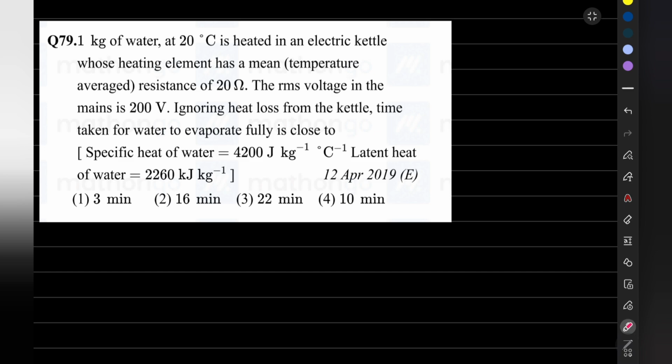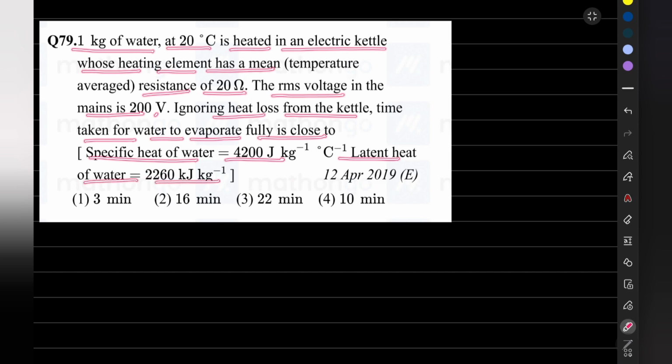So as we can see, the question is saying we have 1 kg of water which is at 20 degrees Celsius, heated in an electric kettle whose heating element has a mean resistance of 20 ohm. RMS voltage of the mains they have given 200 volt. Ignoring the heat loss from the kettle, they are asking the time taken for water to evaporate fully. Here they have given the specific heat of water as well as the latent heat of water.